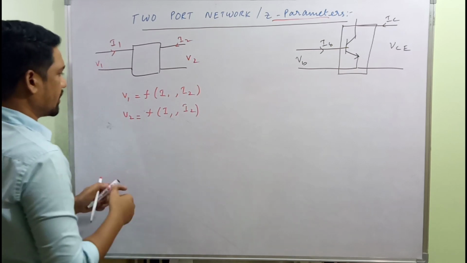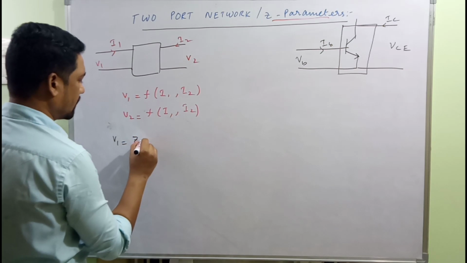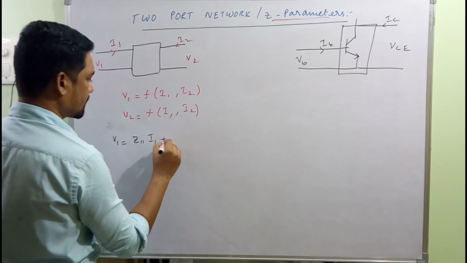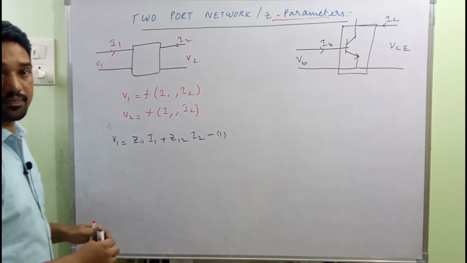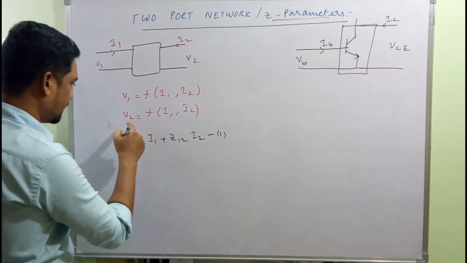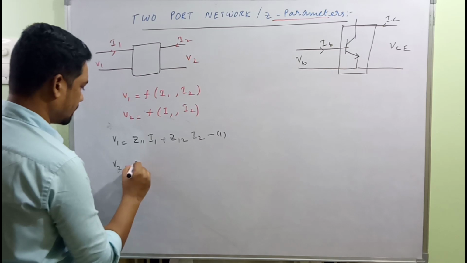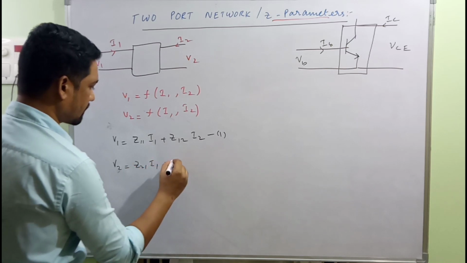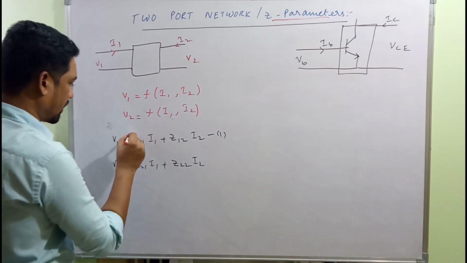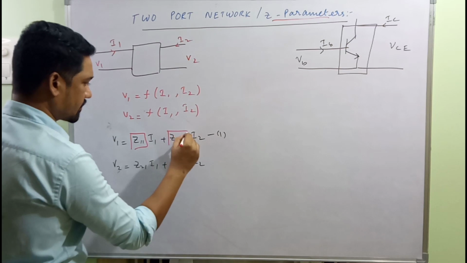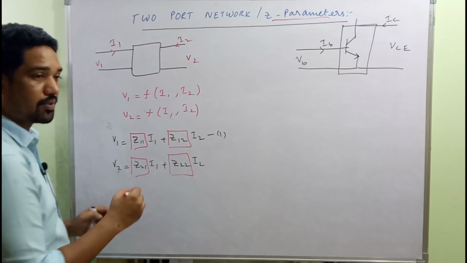V1 can be written as Z11 I1 plus Z12 I2. This is equation 1. And on the other hand, V2 can be written as Z21 I1 plus Z22 I2. Guys, these four parameters Z11 and the rest are known as network parameters, and to evaluate them we need to consider one current being 0.